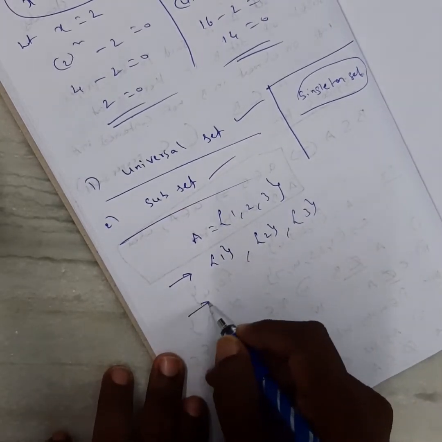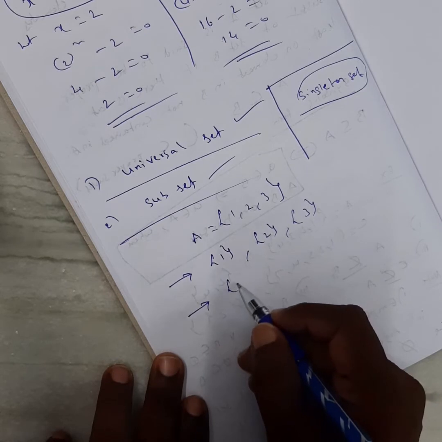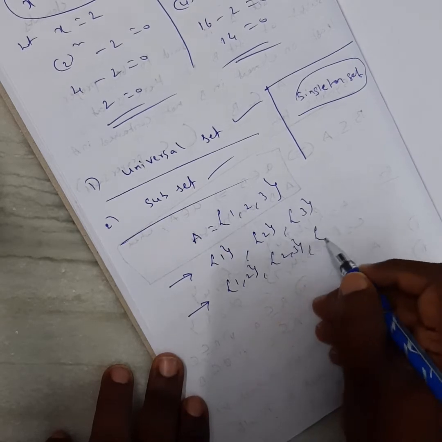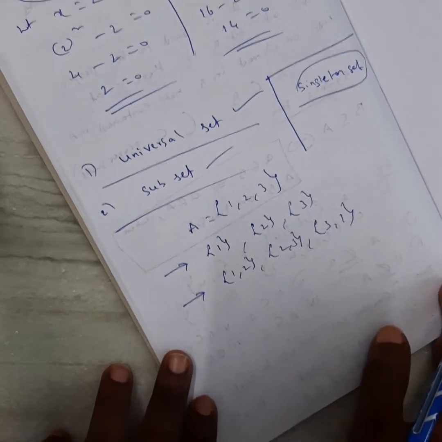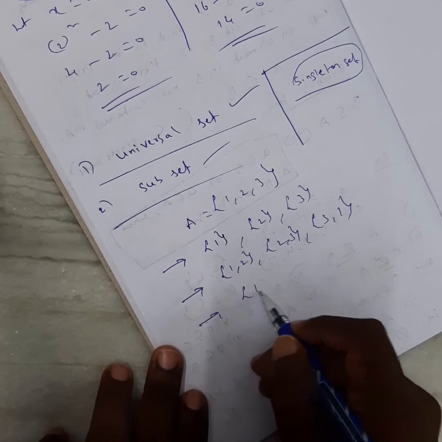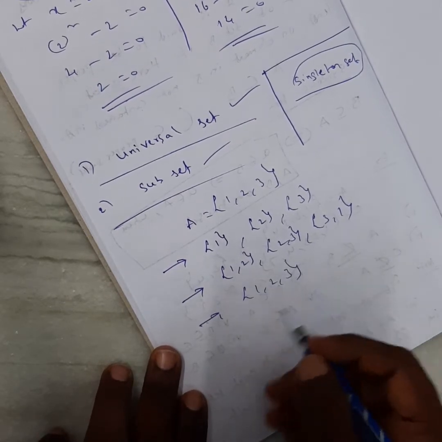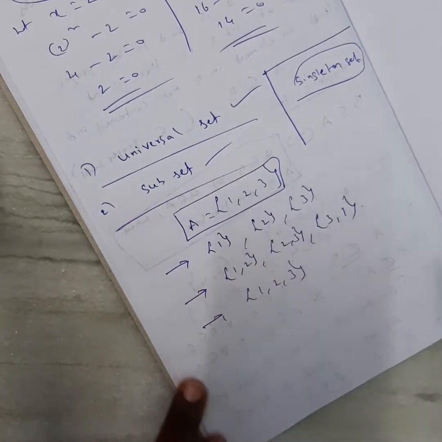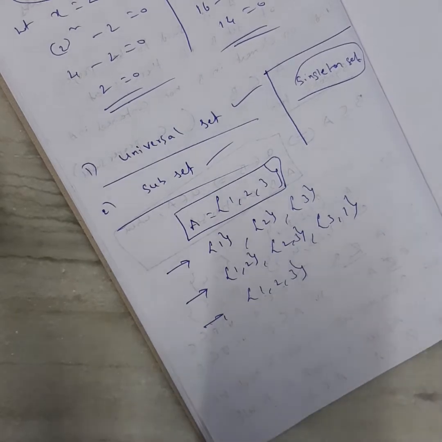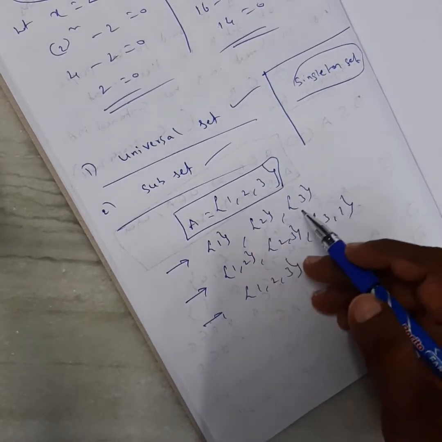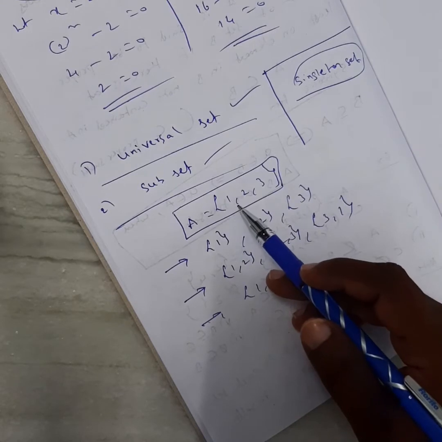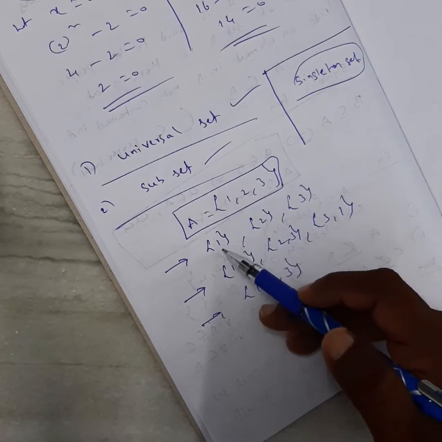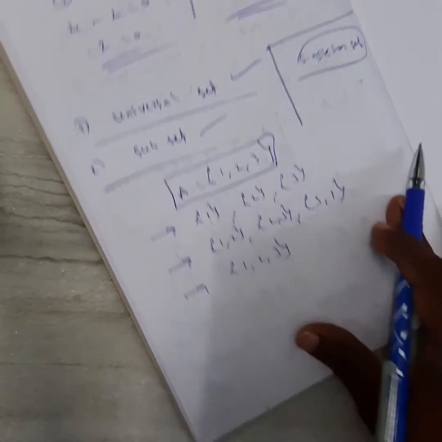After that, two elements. By using two elements I am able to form other sets: {1, 2}, {2, 3}, and {3, 1}. Lastly, with all three elements I am able to write another set, {1, 2, 3}. So children, if I take A equal to {1, 2, 3} as one set, I am able to write different sets using these elements.